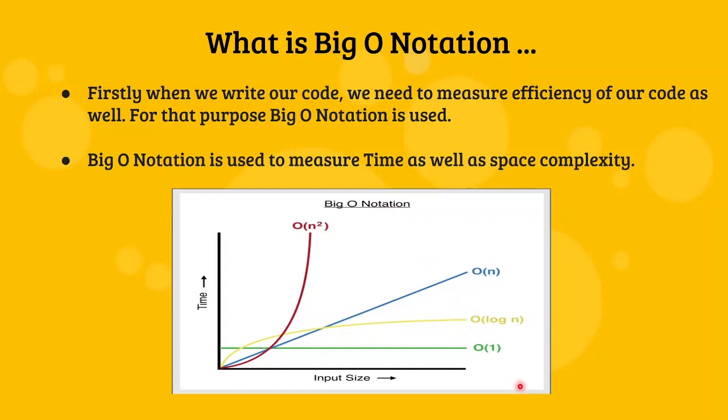Suppose I am taking some number of inputs, but according to that number of inputs, the time to execute my code is not increasing or decreasing. That means my code is following O of 1 big O notation. If my input increases from 1 to gradually some number, and accordingly the time taken by the code is also increasing from 1 to n, at that time it is following O of n.